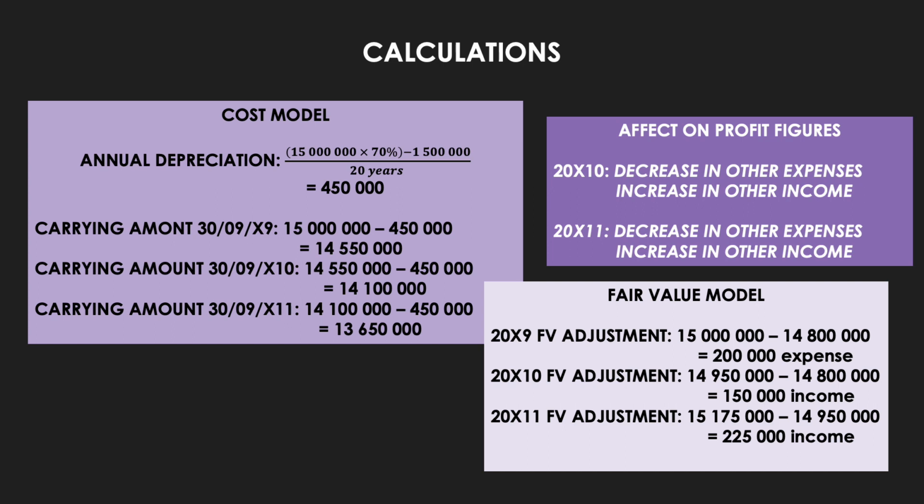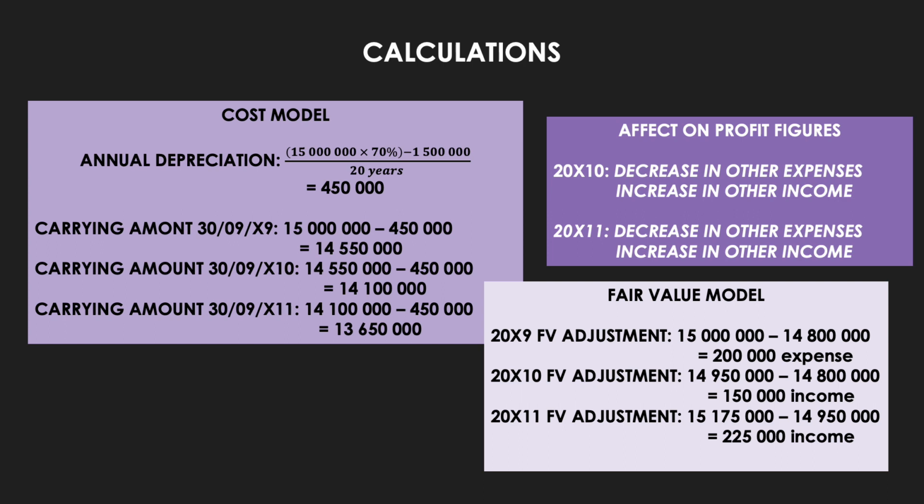If we now look at the effect of the change in accounting policy on the profit figures, from the calculations performed on this slide, we can see that in 2010, we will have a decrease in other expenses. Why? Because in 2010, we would have recognized depreciation, but now we don't want the depreciation to be there, so we have to decrease the other expenses. But we will have an increase in other income, because in 2010, we have a fair value adjustment of 150,000 Rand increase, and therefore it is recognized as an income.